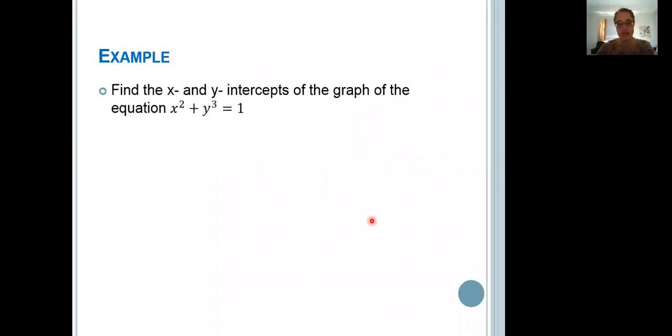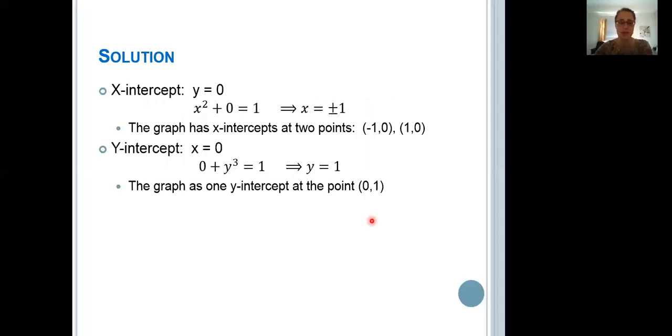Let's try it. Let's find the x-intercepts of the equation that we've been working with: x squared plus y to the third equals 1. Now we already know what they're going to be because we've looked at the graph, but let's go ahead and do this algebraically. Let's start with the x-intercept. To find the x-intercept, we set y equal to 0. That gives us x squared equals 1. We take the square root of both sides. Remember, we have to take both the positive and negative roots because the square root has an even index.